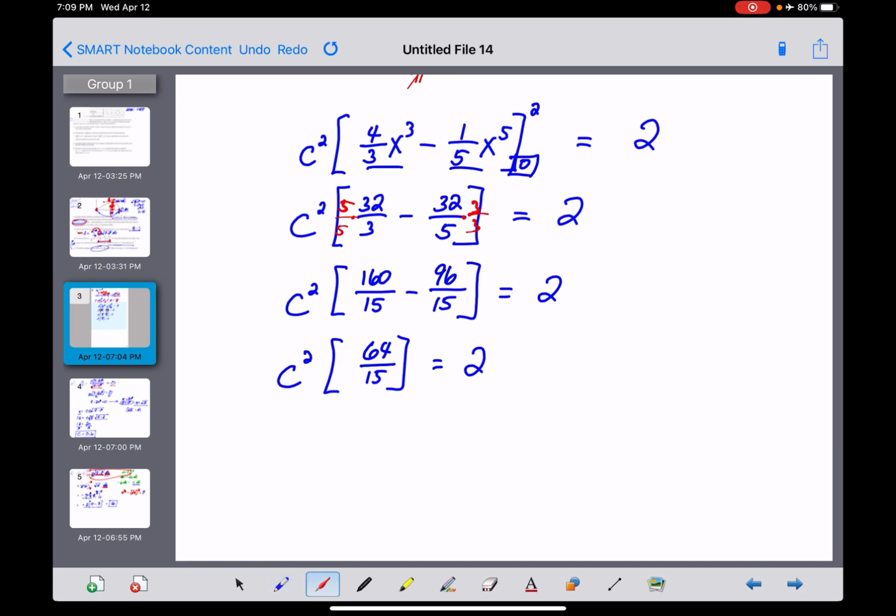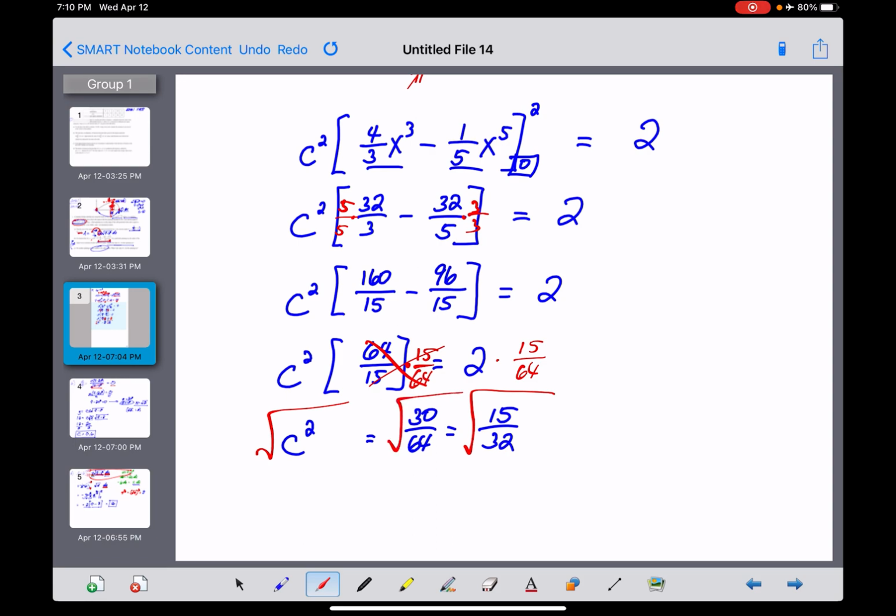Now that fraction doesn't simplify at all, so let's start working on getting c by itself. Let's multiply both sides by its reciprocal, 15 over 64. Those cancel out. And then, well, I'll do this one at a time here. C squared then is going to equal 30 over 64, which simplifies to 15 over 32, and then we'll take the square root of both sides of the equation here, and end up with c is equal to, and they were okay with us leaving our answer as the square root of 15 over 32.